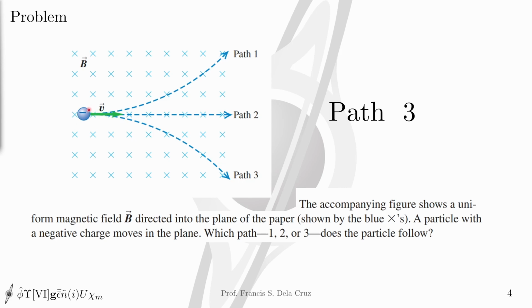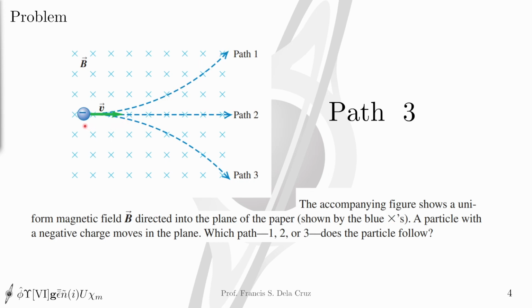So remember that this charge will experience a magnetic force due to the magnetic field that is perpendicular to the motion of the particle. So if your V is going to the positive x-axis and the magnetic field is into the plane, if you use your right hand rule, you can see that if this is a positive charge, the direction of the force is upward. So for a positive charge particle, it will follow path 1.